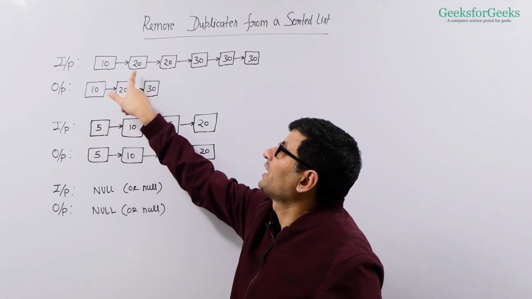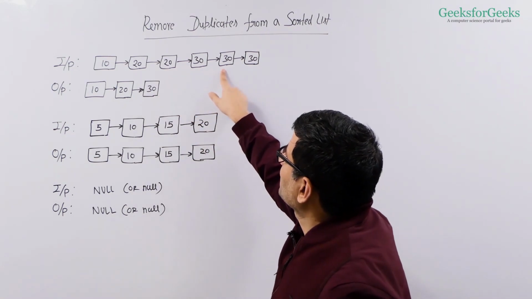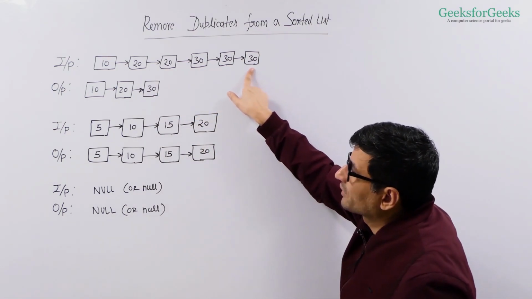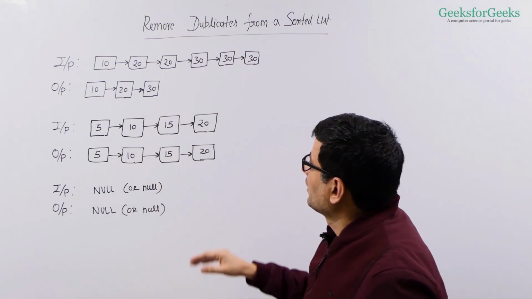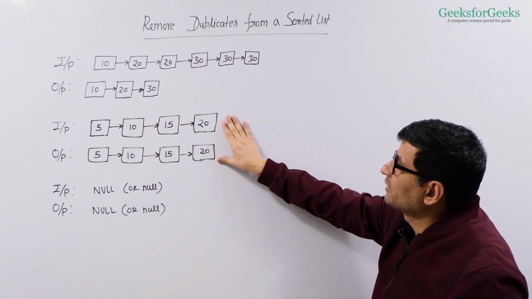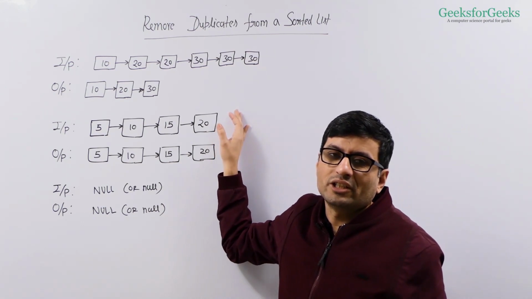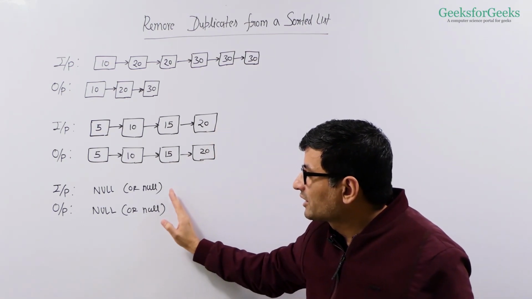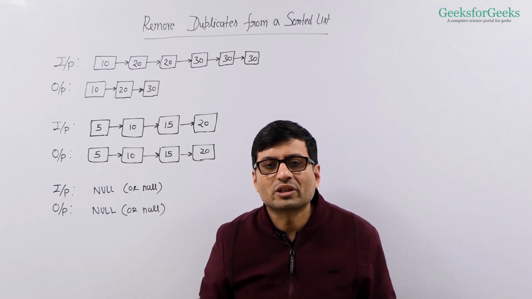So if our linked list is 10, 20, 20, 30, 30, 30, then this 20 is a duplicate, this 30 is a duplicate, this 30 is also a duplicate. So our linked list should be modified to 10, 20, 30. Let's see this example. In this example, there are no duplicates. So we need not make any change in the linked list. If the linked list is empty, then also we need to keep it empty and we need to return.